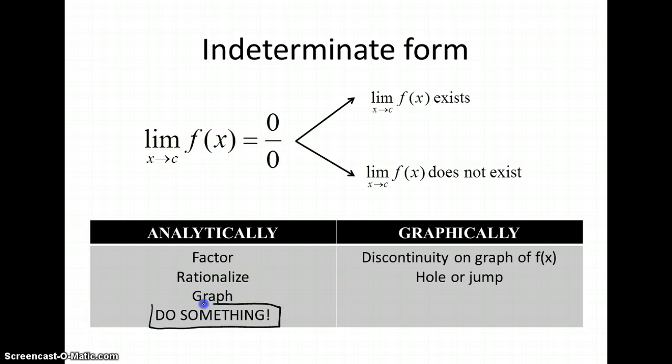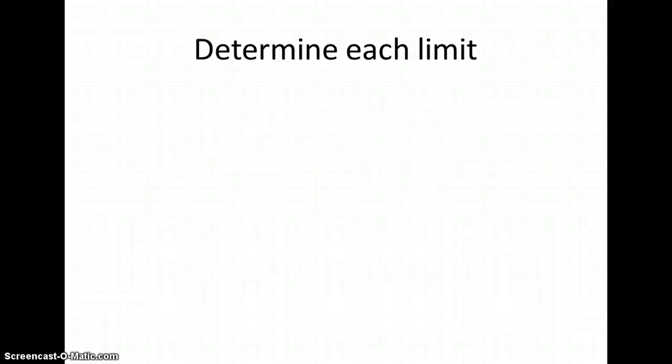I have this in all caps. 0 over 0 means do something to the function. Don't just leave it and tell me that the limit doesn't exist. 0 over 0 graphically represents some type of discontinuity on the graph. It can be a hole or a jump, but we know that something's going to happen on the graph at whatever value gave us 0 over 0. Now, number over 0 graphically represents a vertical asymptote. So they do tell us different things about the graph of a function. Okay, so let's look at simplifying indeterminate forms.